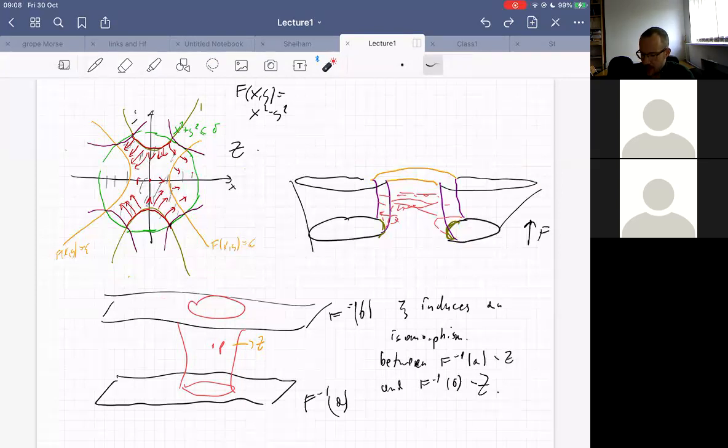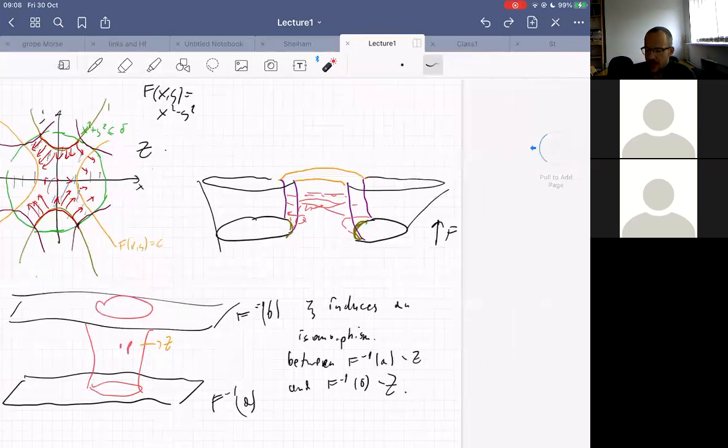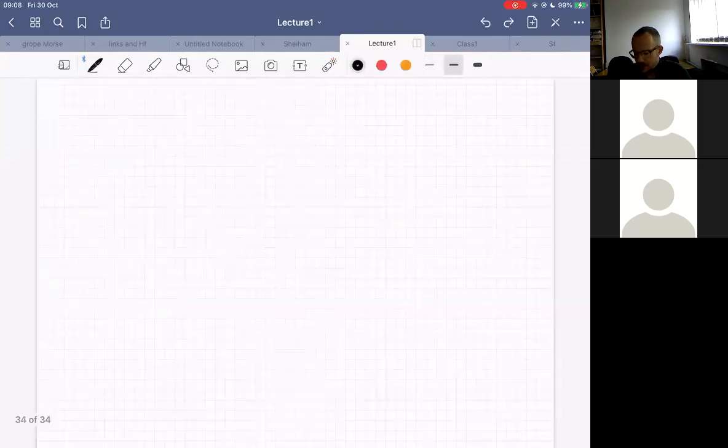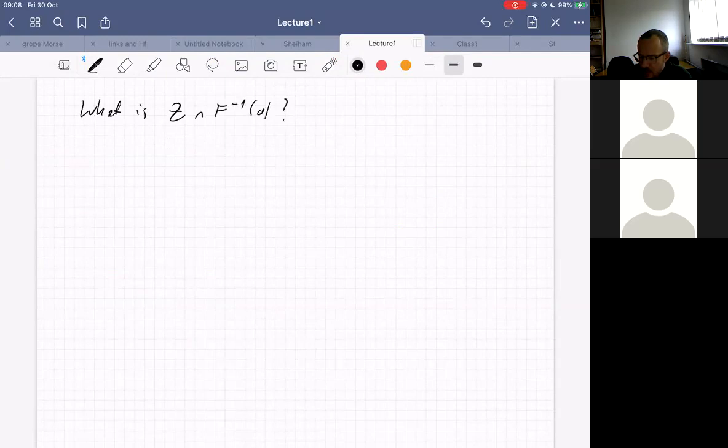Okay. So this is already an important part, and now this. What is Z intersected with F inverse of A? And what is Z intersected with F inverse of B? Well, this was discussed during classes, so let me remember. Z intersected with F inverse of A.